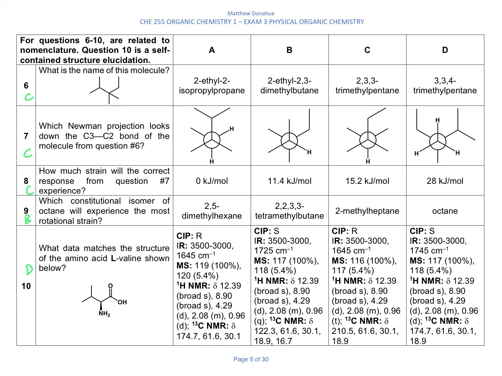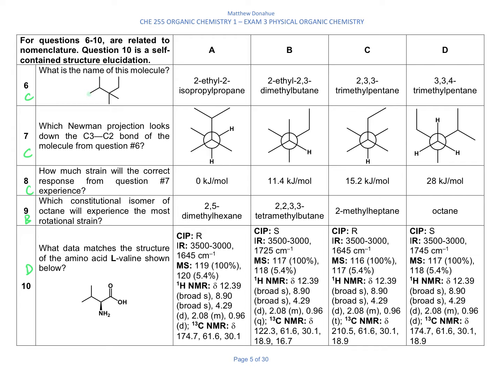So the next set of questions regards nomenclature, conformational analysis, structure elucidation. Again, we're layering all these concepts together now. So what is the name of this molecule? Let's put the highlighter on and trace what we think is the longest carbon chain from left to right.